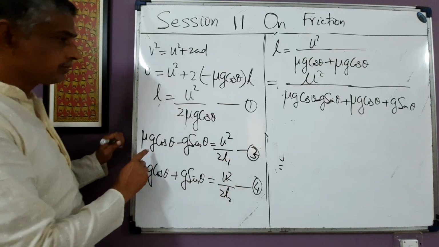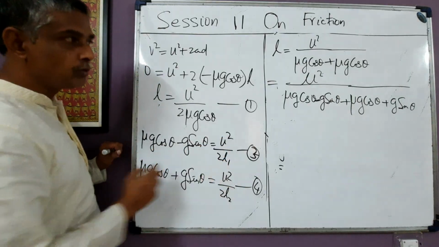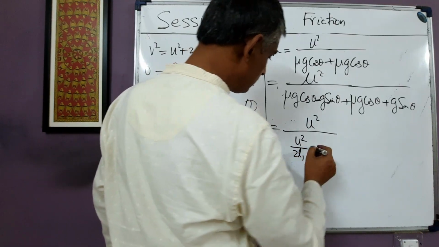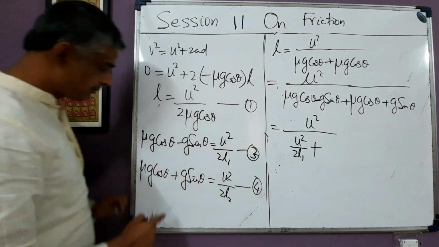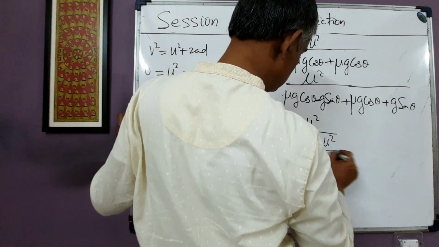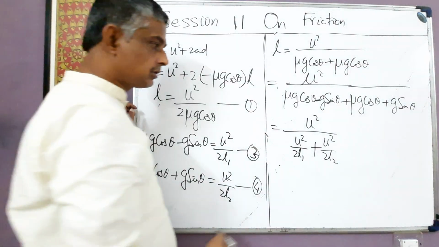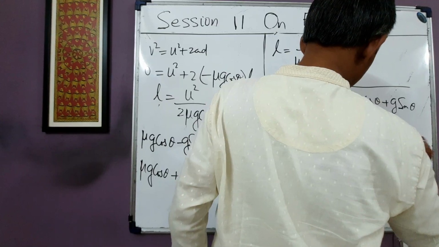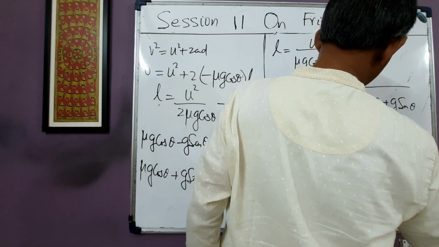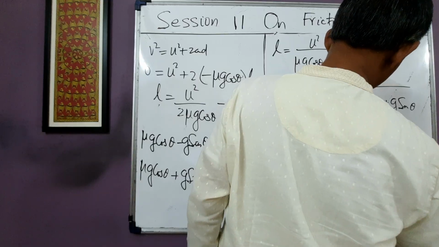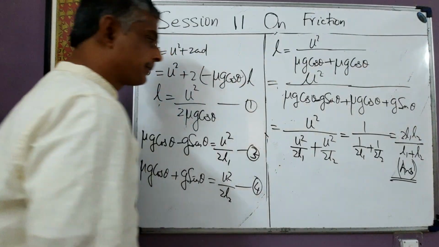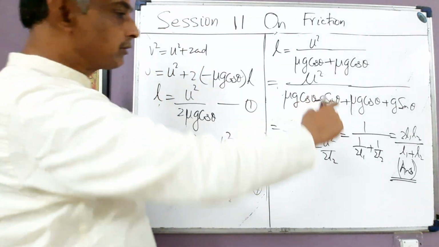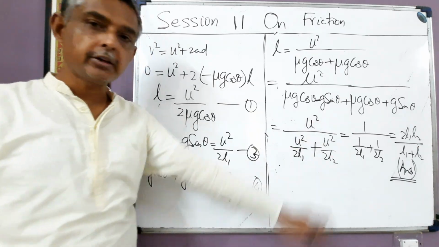Now see, from this third equation, mu g cos theta minus g sin theta is u square by 2L1. So this becomes u square by 2L1, and mu g cos theta plus g sin theta is simply u square by 2L2. Now u square cancels out. What we get is 1 by 2L1 plus 1 by 2L2. This becomes 2L1L2 by L1 plus L2, which is therefore the required answer. Okay, so it comes to rest after covering a distance L along the guide, where L is equal to 2L1L2 by L1 plus L2. This is the answer to the required question.